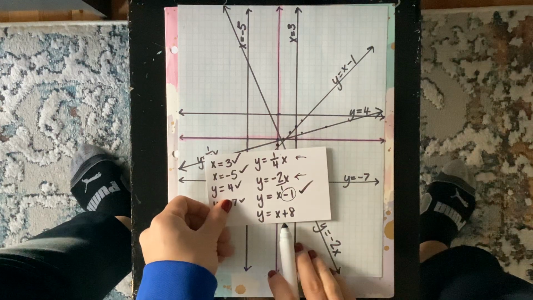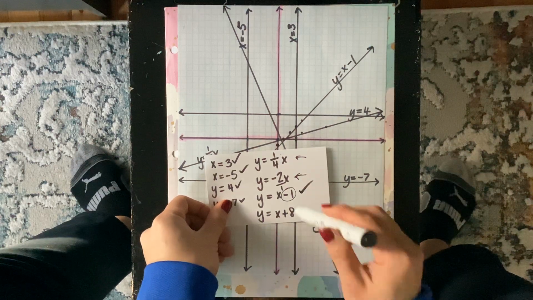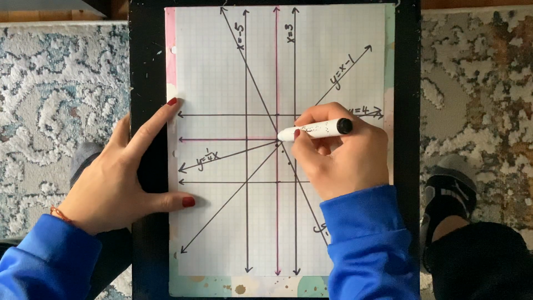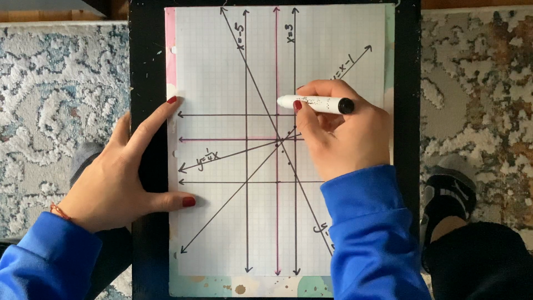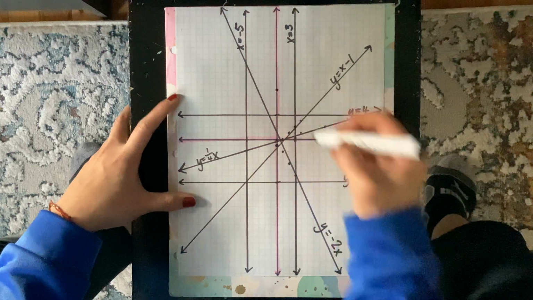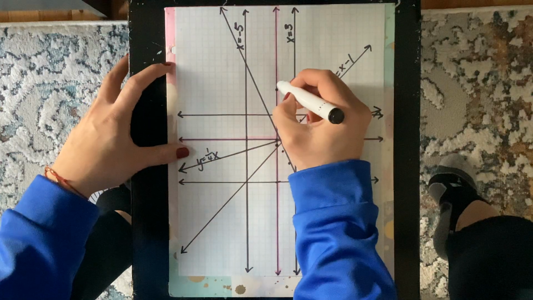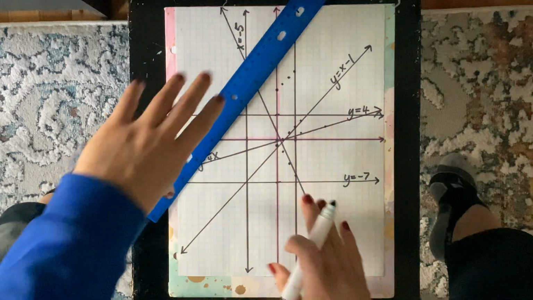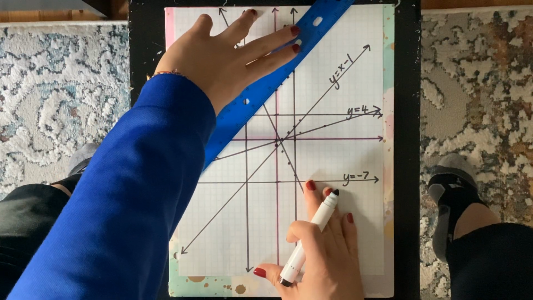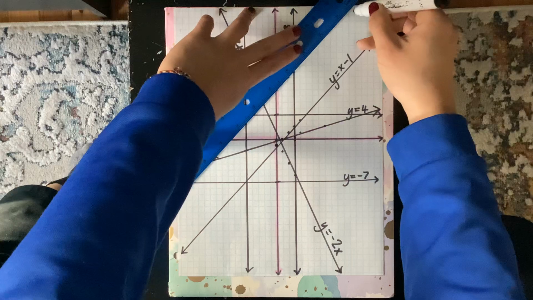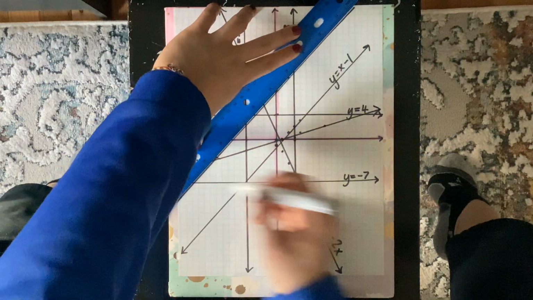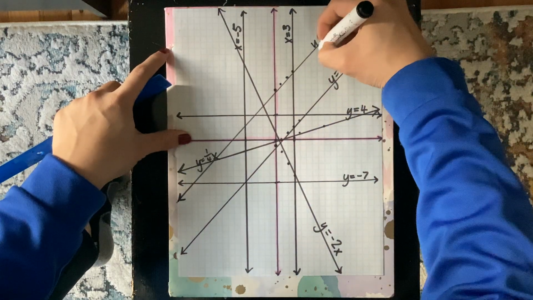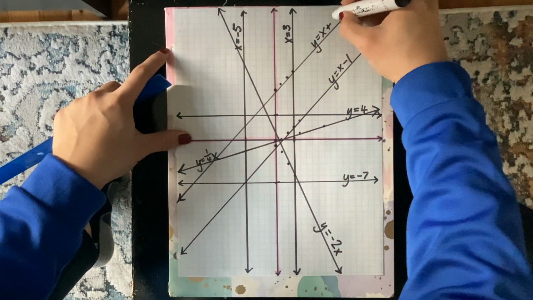Okay, and then we have y equals x plus 8. This plus 8 is our y-intercept, so we're going to start at where y is 8. 1, 2, 3, 4, 5, 6, 7, 8. This is the y-intercept, and it's going to be a perfect staircase. Up 1 over 1, up 1 over 1, up 1 over 1. So line them up, draw your line. This is y equals x plus 8.